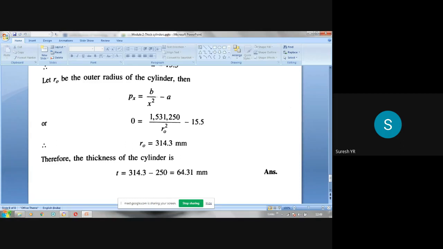So using those three equilibrium equations, how to evaluate the reactions on a beam subjected to concentrated load, UDL as well as UVL. UVL means triangular load, and also couple. There are four types of loads acting on a beam: concentrated load, UDL (uniformly distributed load), then uniformly varying load, and then you can have trapezoidal load also. Trapezoidal load can be divided into two types of loads, UDL and UVL. Then you have a couple or a moment acting on a beam. So these four types of loads, how they act on the beam, how to find the reactions.